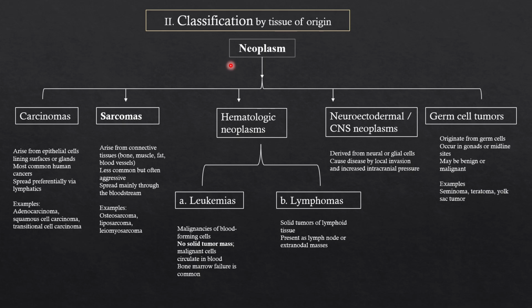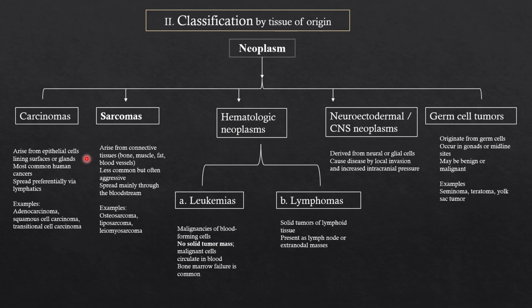So, talking about the classification of the tumors or the cancers by the tissue of origin. Basically, neoplasms can be classified into different types, in which there are carcinomas, there are sarcomas, there are hematologic neoplasms, there are CNS neoplasms, which are related to the brain cells or the neural cells, and there are the germ cell tumors. So carcinomas are the cancers of the epithelial cells, which is basically the surface of the glands or the surface of, for example, skin, and they can spread via the lymphatics.